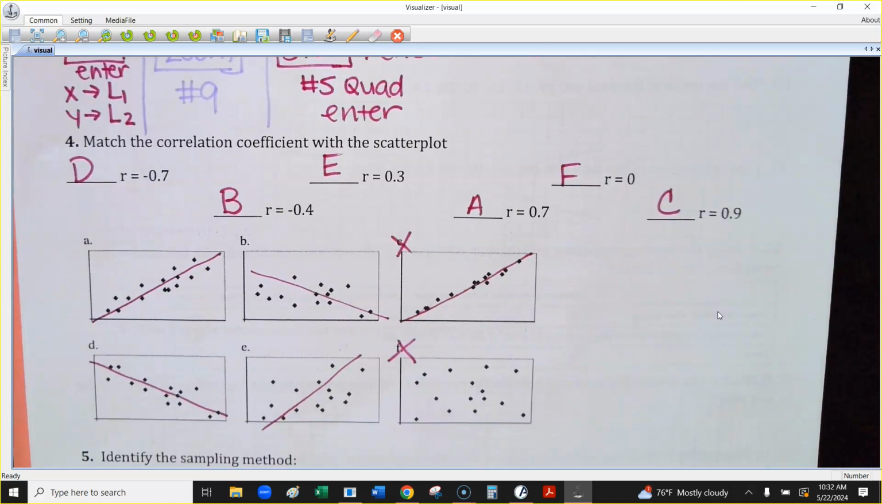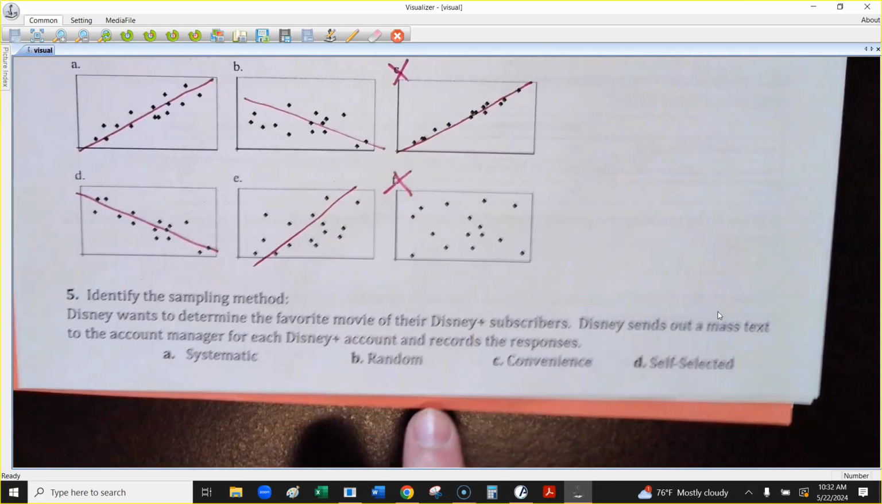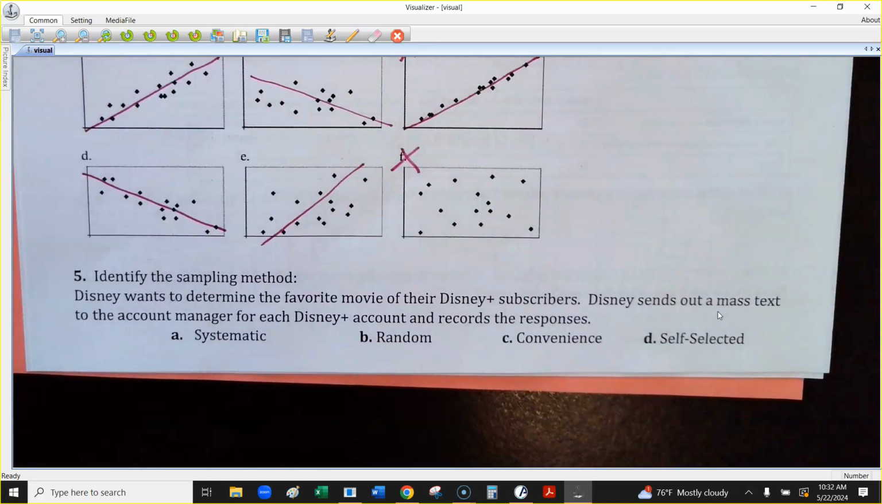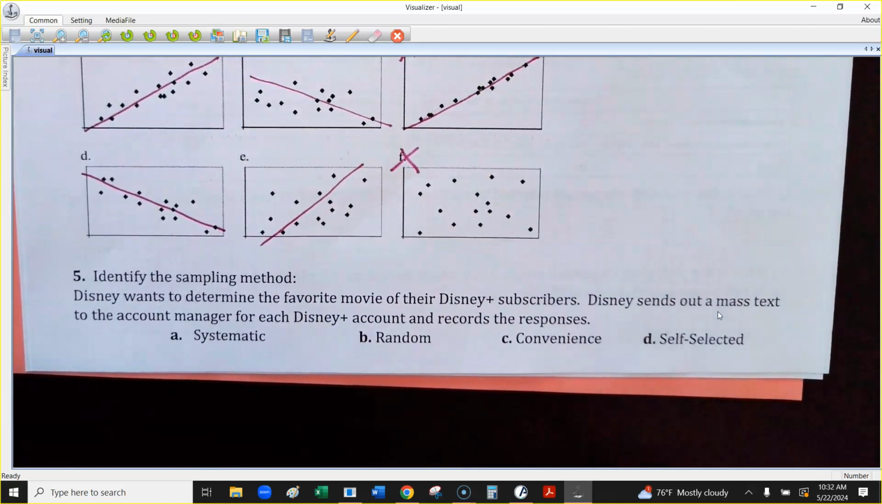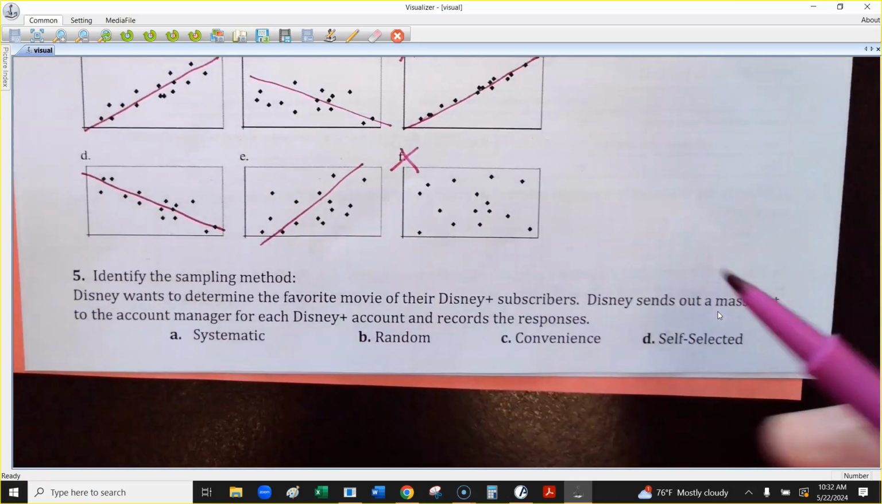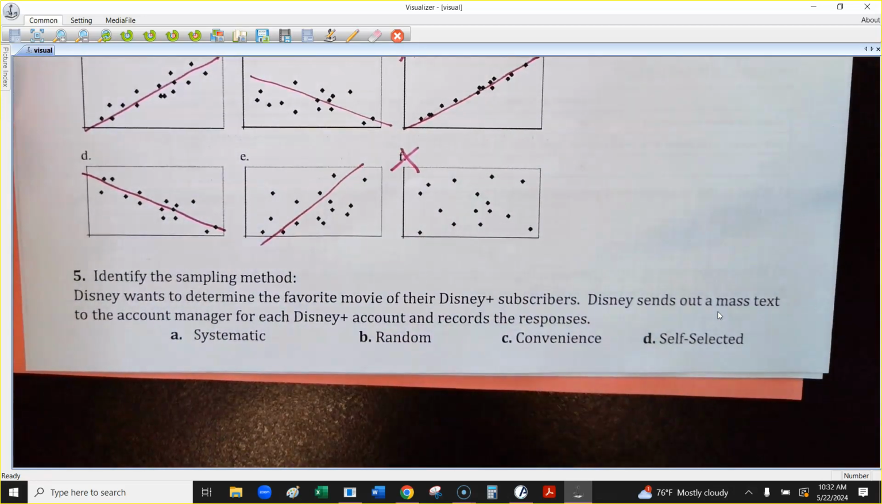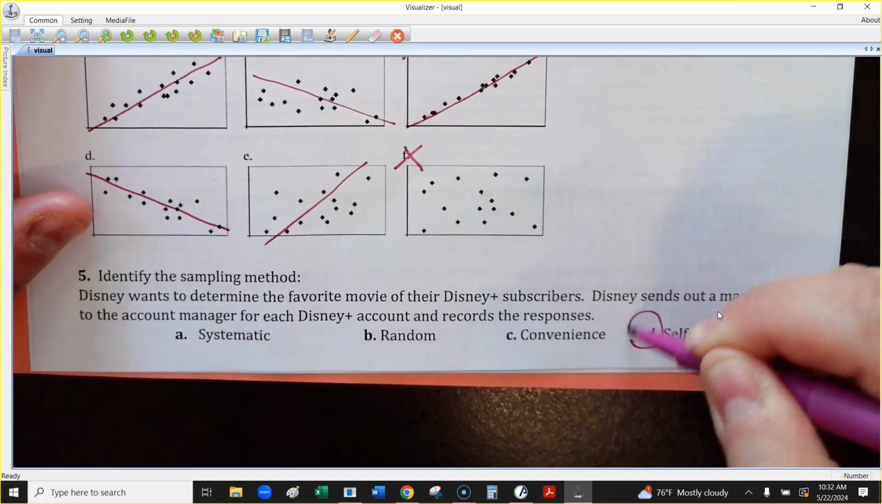All right, there is a little question at the bottom of the page, so let's just do this real quick. Identify the sampling method. Disney wants to determine the favorite movie of their Disney Plus subscribers. They send out a mass text to the account manager for each Disney Plus account and record the responses. So it's not whether this is good or not, it's just what type of sample method they are using here. If they send out a text and they're waiting for your response, so if selected, it has to be D.